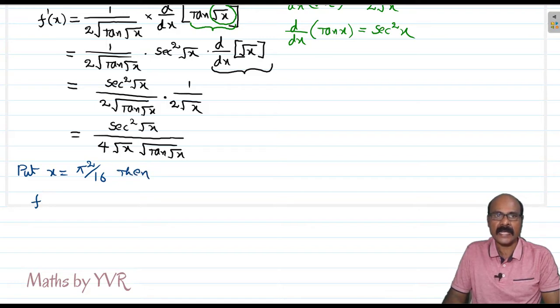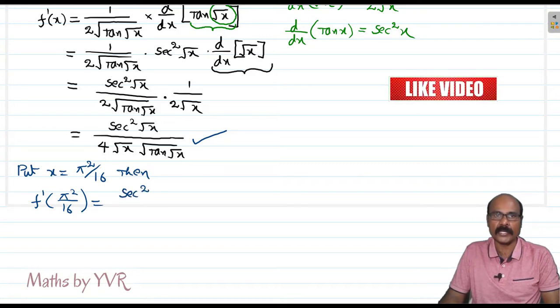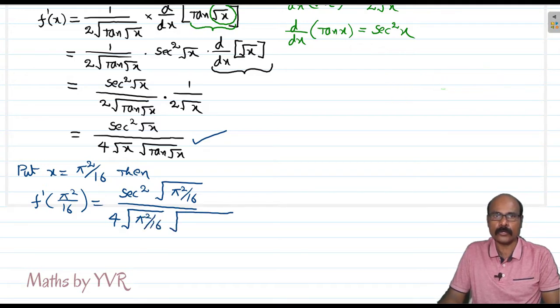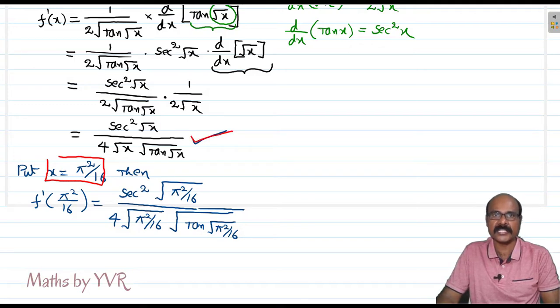Then f dash of pi square by 16 is equal to, so in this part I am going to substitute x is equal to pi square by 16. Then secant square root pi square by 16 by 4 into root pi square by 16 into root tan of root pi square by 16. So what I did, students, here, I substituted x is equal to pi square by 16 in this differentiation part.